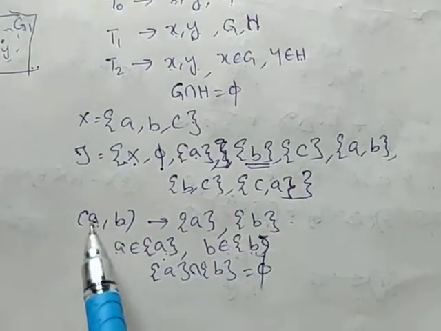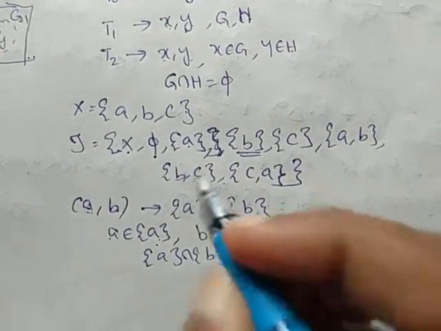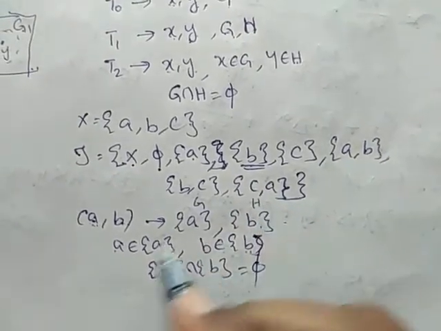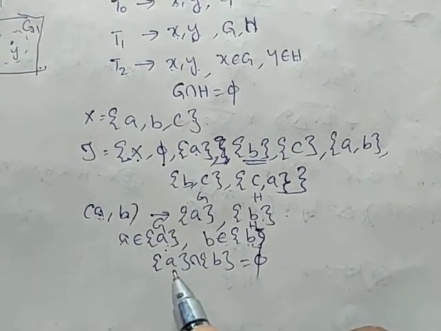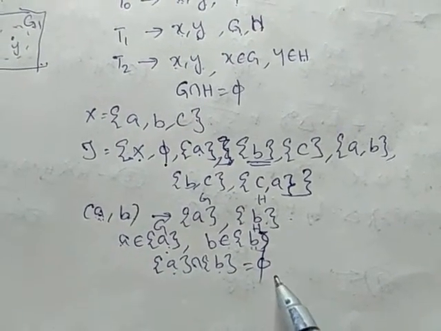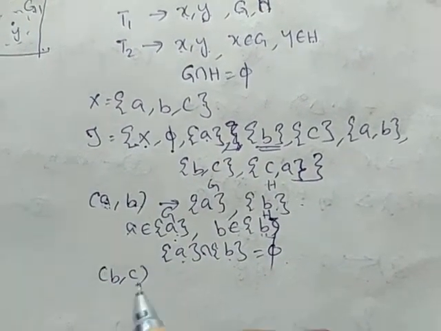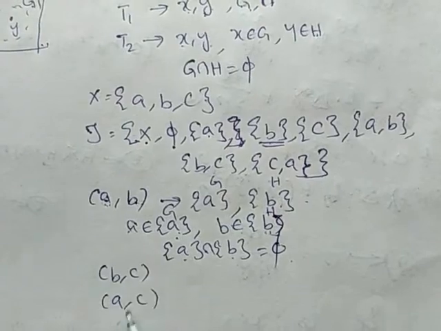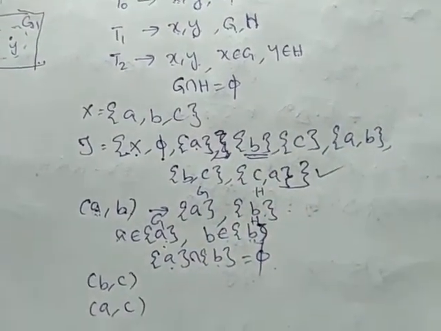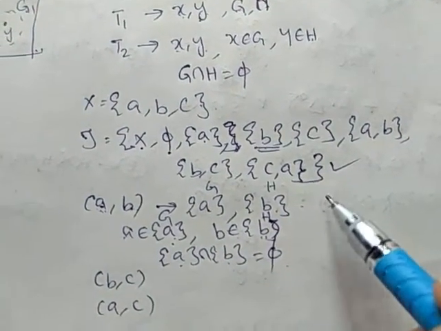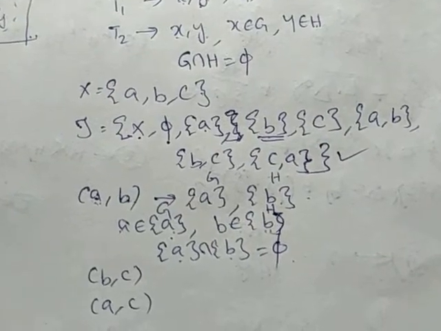So for any two distinct points, there exist open sets G and H such that X belongs to G, Y belongs to H, and G intersection H is the null set. Similarly we can check for the other points also, B, C and A, C. For all these three cases, it satisfies the condition. Therefore, it is a T2 space also. Now we are going to prove a few theorems on T2 spaces.